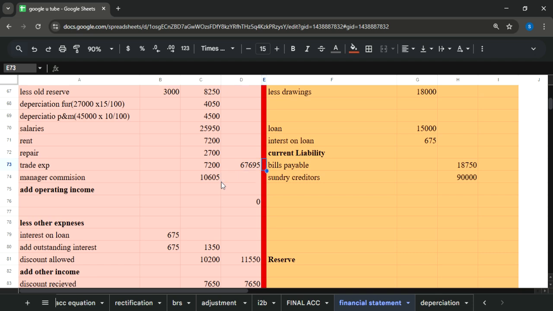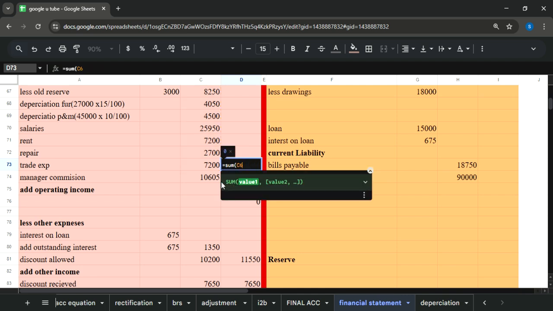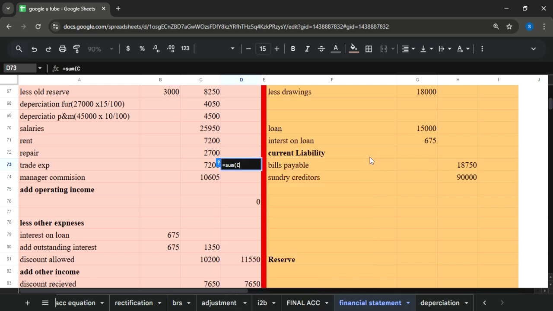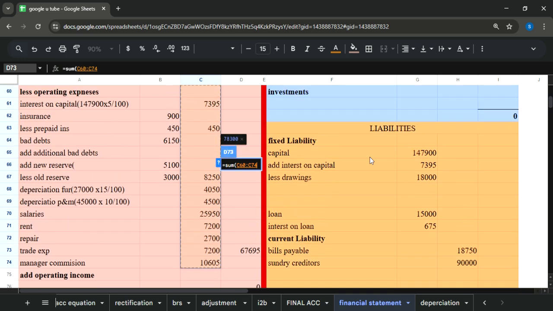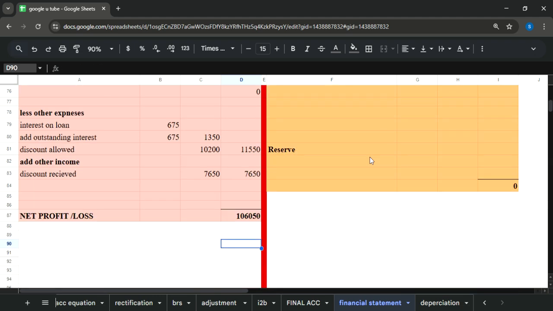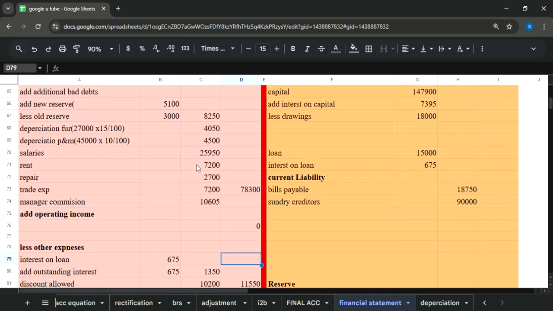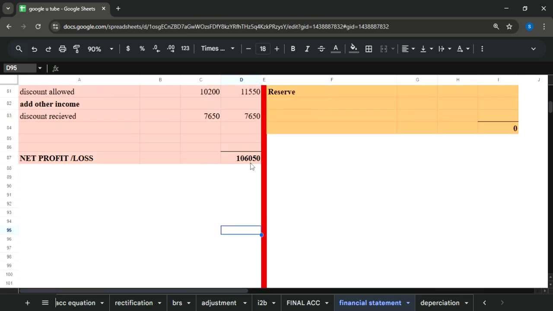We will now calculate this operating expenses once again because sixth adjustment was not entered. So you will take sum of operating expenses again from here, manager commission to upward side 739. So this is your new amount of operating expenses. Okay guys, you can see our net profit is 106050 and here we have 106050.